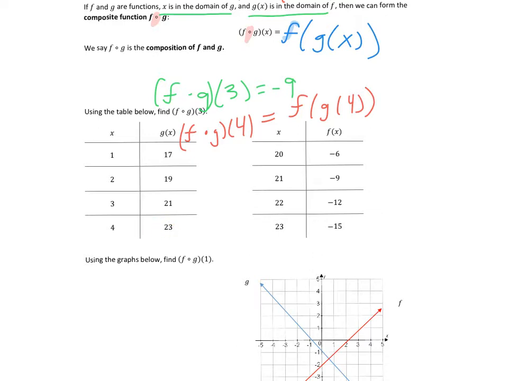So let's write that out. G of 4 is 23. And now over yonder, the other table, this is our f function. So we're going to find x equals 23, that's the inside stuff. And we apply f of 23, it's negative 15. So our answer is negative 15.